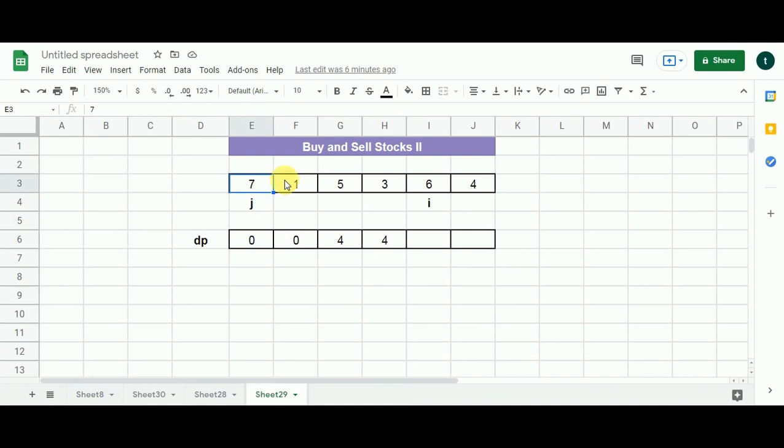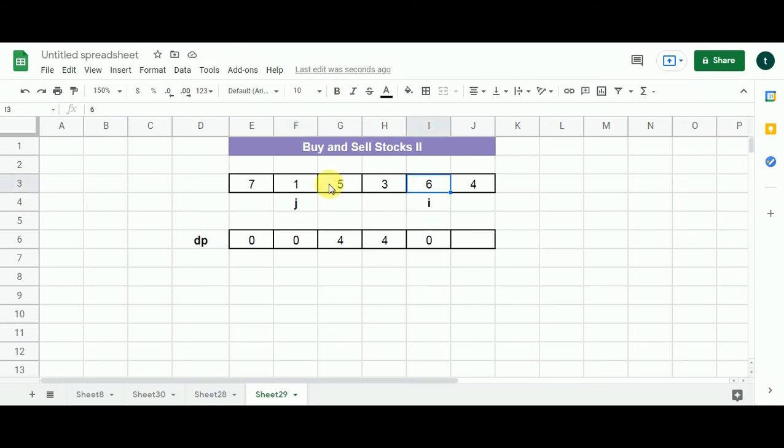Since the selling price is less than the buying price, what we are going to do in this case is simply populate 0 in this cell. J will move one cell to the right. It now represents 1 as the buying price. I still represents 6 as the selling price.